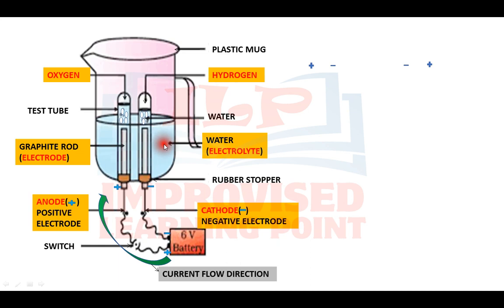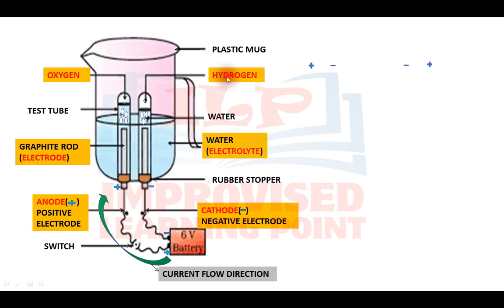Now whatever solution we have taken here is the electrolyte. So these two rods are known as electrodes, and depending on the connection, they are divided into two types, anode and cathode, and this solution is the electrolyte. These are two test tubes we have taken for the experiment. And here you can see the empty space. This empty space is filled with oxygen gas and hydrogen gas.